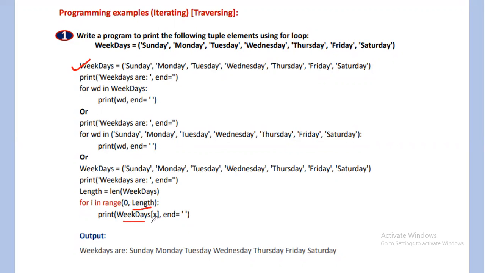Every time, the element is going to be picked up and displayed, followed by a space. So it will simply display the elements like this. This is one of the ways to pick the elements from the tuple and display them. There's one more way, without using indexing.